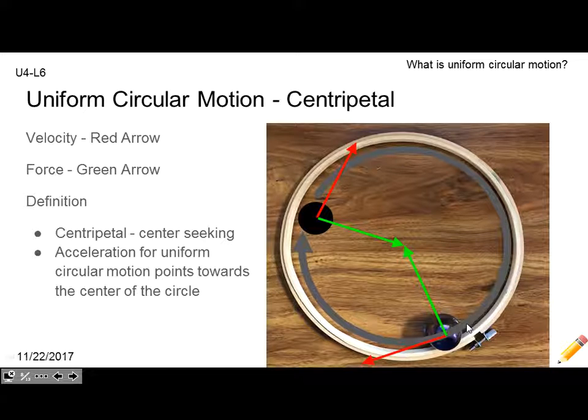And that's the purpose of the hoop. If the hoop isn't there, what direction would the marble travel if there were no forces acting on it? According to Newton's first law, how would it travel?